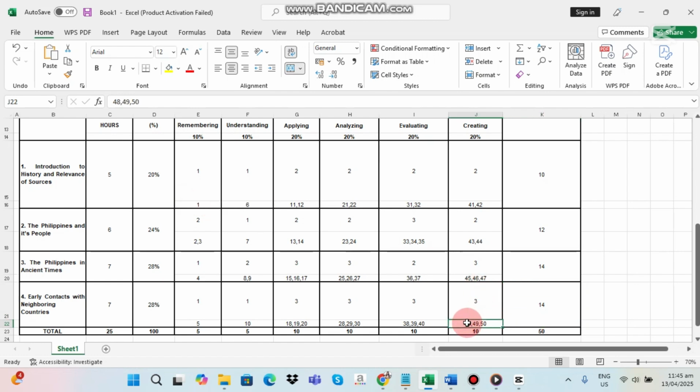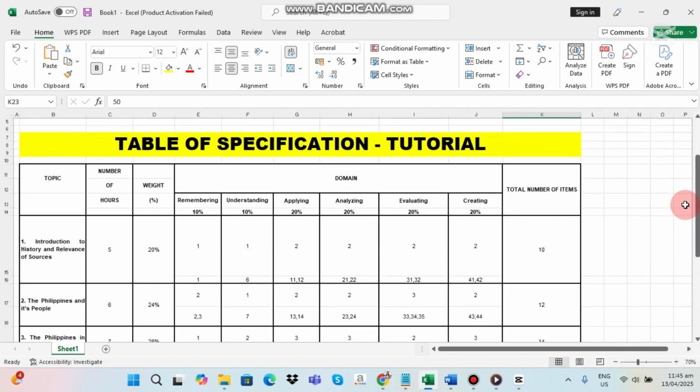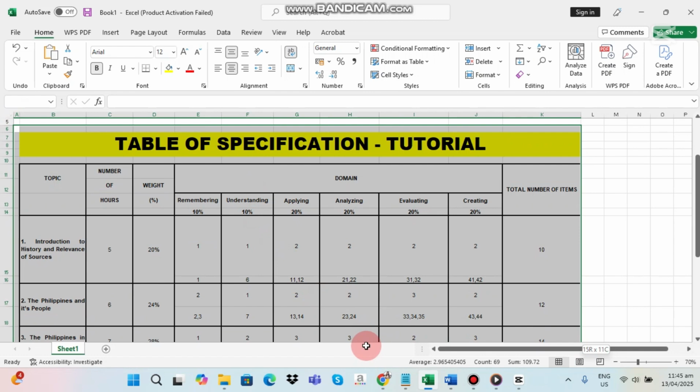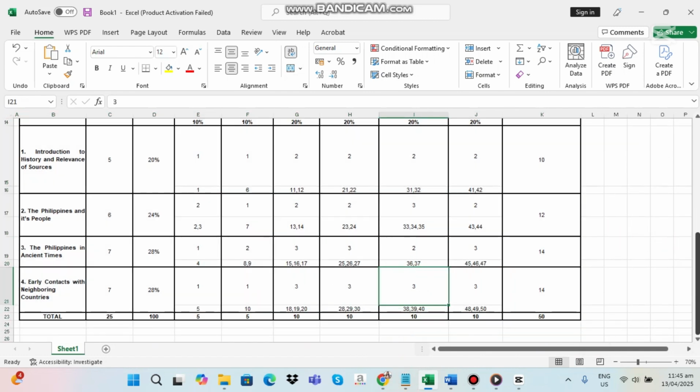We are correct again, since our total number here is equivalent to the number of items here. So right now, we are done with our table of specification. We are ready for making our test questionnaire, since we already have our TOS.